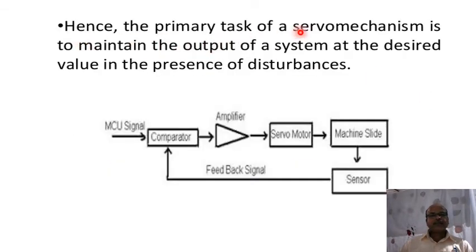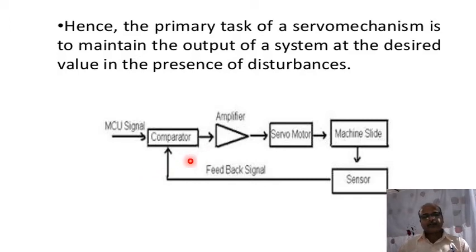Hence, the primary task of a servo mechanism is to maintain the output of a system at a desired value in the presence of disturbances. So the output of a system is maintained at a desired value.